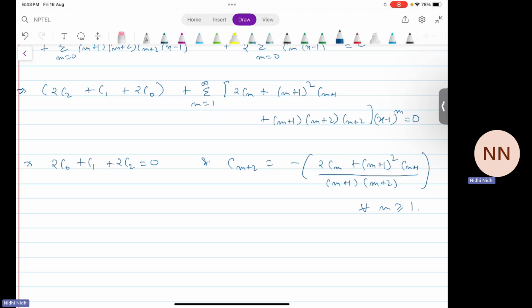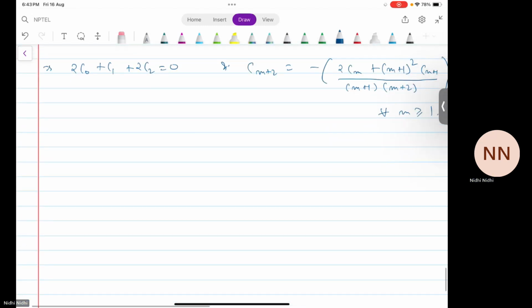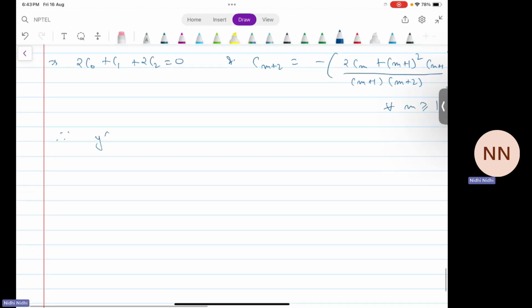Now here we had the initial condition. Using that initial condition, we'll find C0 and C1. Since y(x) is equal to summation n from 0 to infinity Cn (x minus 1)^n, what was the value at 1? 1 equals y at 1. Now y at 1 is just C0. Therefore, our C0 is 1.